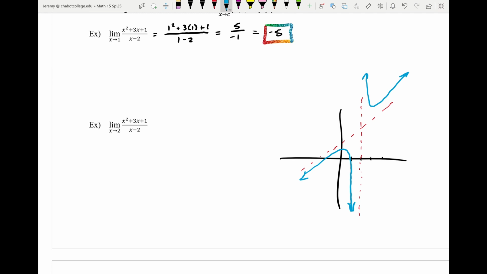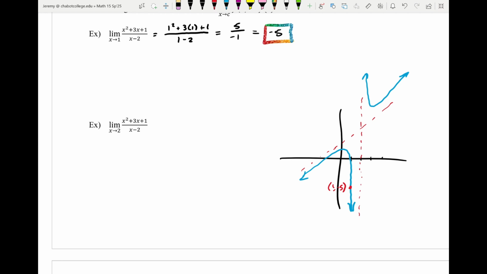Great. And we happen to know that we have this ordered pair (1, -5), right? That's why we got -5 as the limit as x approaches 1. It's because it's continuous at that point.